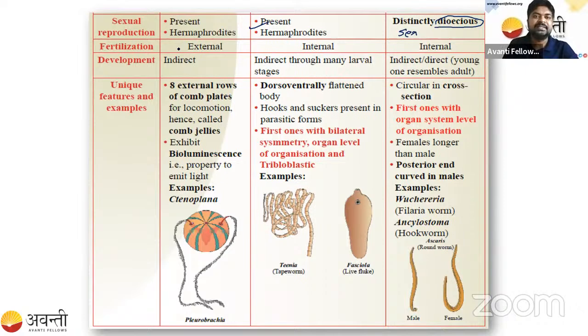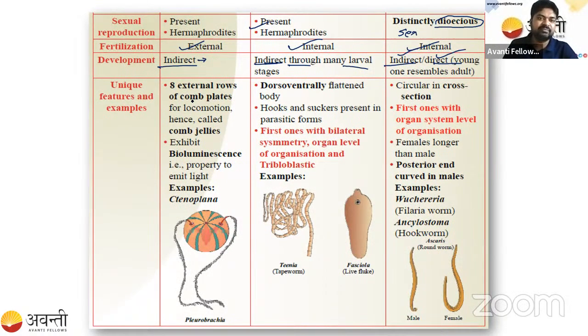Next one is fertilization is external in case of Ctenophora. Next one, in case of flatworm, it is internal. In case of roundworm, it is internal. Okay. Next one, development. Development is indirect. Here, indirect development means first comes the larval stage and then the adult stage. Okay, here you can see indirect through many larval stages. Next is direct and indirect. That means they develop young ones directly, or larva and then adult stage, like that.